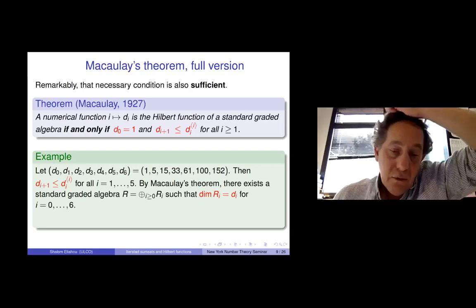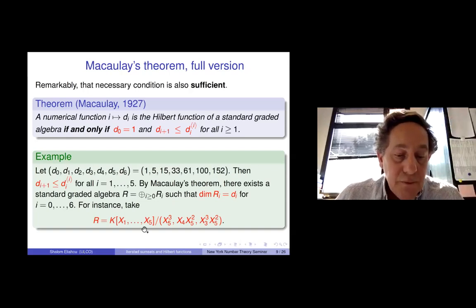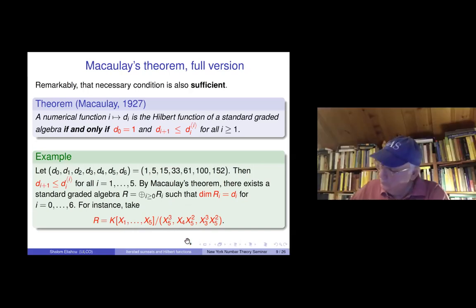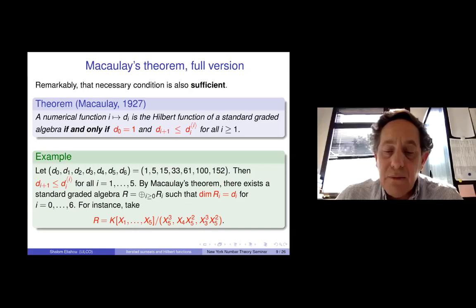And let me give you a concrete example. You take the polynomial algebra in 5 variables and you mod out, you kill these 3 monomials, x5 cubed, x4 x5 squared in degree 3, and in degree 5, x3 cubed x5 squared. And I guarantee you that the piece of degree 0, piece of degree 1, up to piece of degree 6 is exactly given by these numbers.